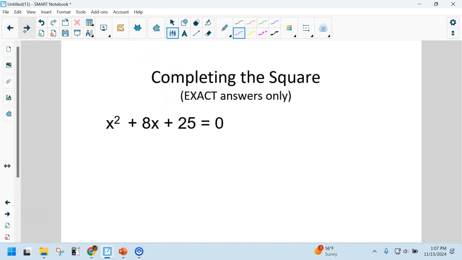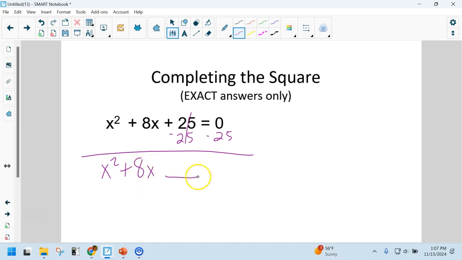All right. Let's try another one. I'm going to take away 25 from both sides because remember I want to get the x squared by itself with the 8x. Sometimes I even put a space there to say, oh yeah, I'm going to put a new number in there. But right now it equals -25.